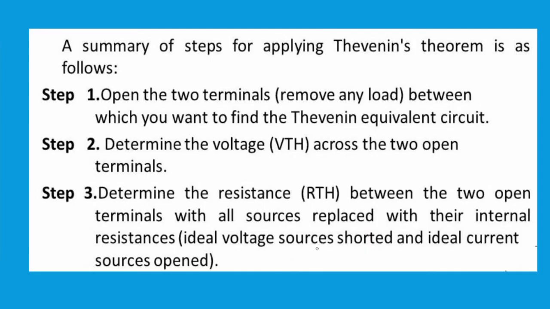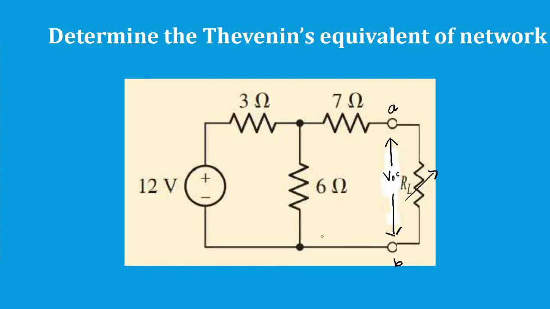So before going to that, let's observe the steps that need to be followed to find the Thevenin's equivalent. The first step is to open the two terminals: remove any load between which you want to find the Thevenin's equivalent. It means we just remove this load resistance RL.